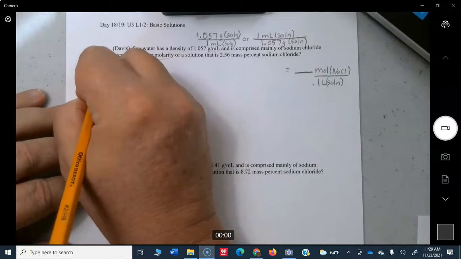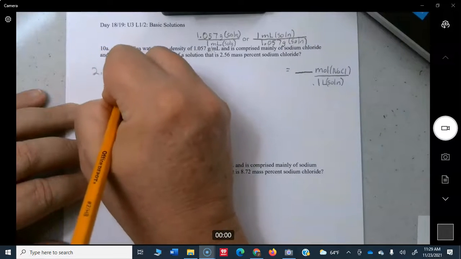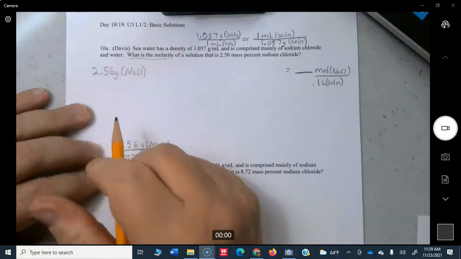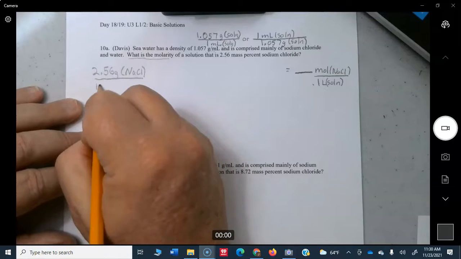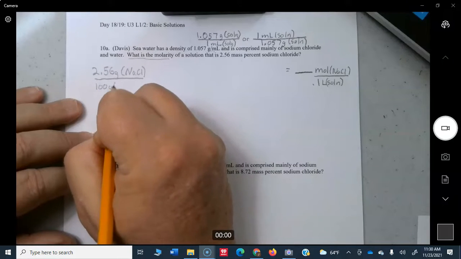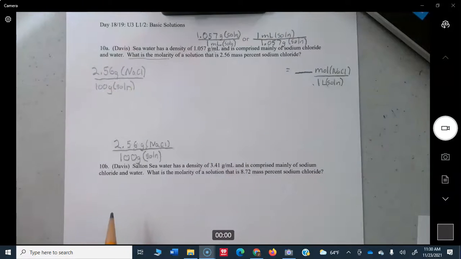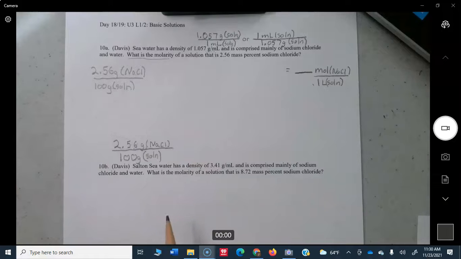All right, so what we're going to do is we're going to say that we're starting with 2.56 grams of NaCl, and that's in 100 grams of solution. That's what 2.56 mass percent means. So we get to choose how many grams we're going to work with.